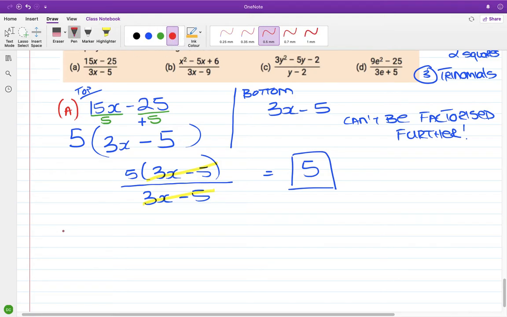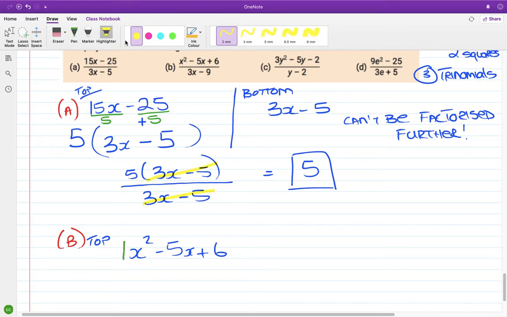Have a little look at B. So the top line of B is x squared minus 5x plus 6. So that is a trinomial because there's 3 bits. Remember that there's a 1 in front. So when you're doing a trinomial, you multiply the first number by the last number to get your guide number.